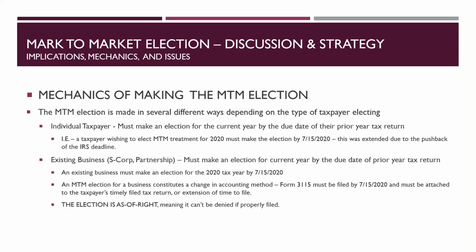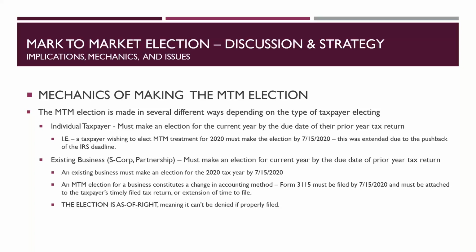You have to make the election for the current year by the due date of the prior year tax return. So someone that wants to make an election for this year, 2021, this says 2020, but we're going to talk about 2021 here. Someone that wants to make the election this year has to make the election technically by April 15th of next month.